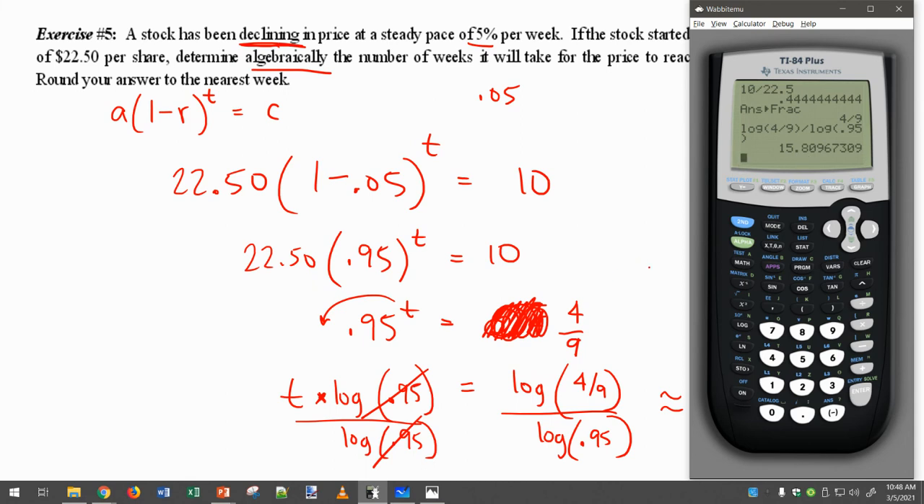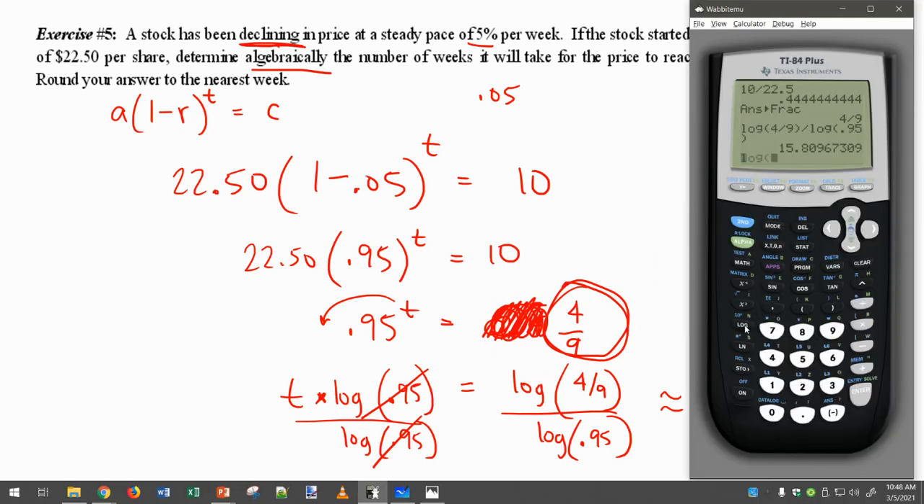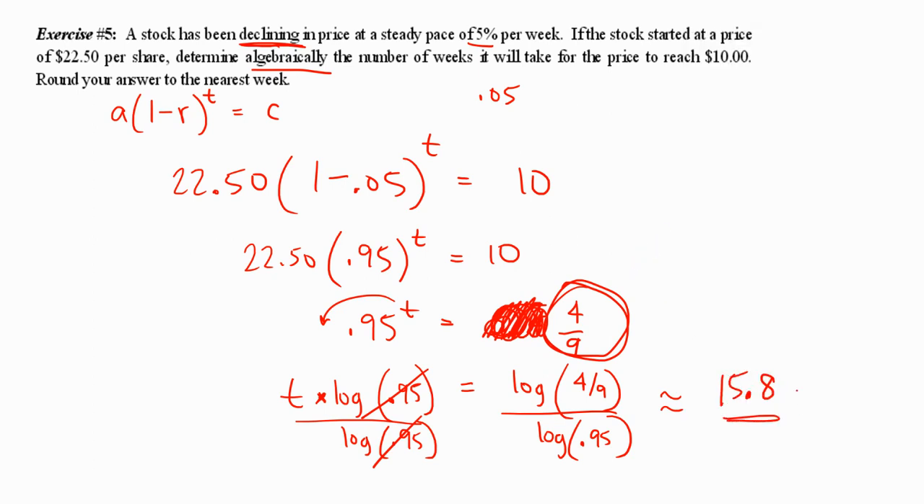But just to test if you're rounding right, if you use 0.4 instead of 4 over 9, watch what would have happened. Log of 0.4 divided by log of 0.95. Watch how much different it is. 17.8. We would have rounded that up to 18. That's a difference of 2 weeks. That's too much. We rounded way too soon if we used 0.4. We don't want to do that. So 15.8 weeks, or we could say about 16, depending on where I tell you in the problem to round.